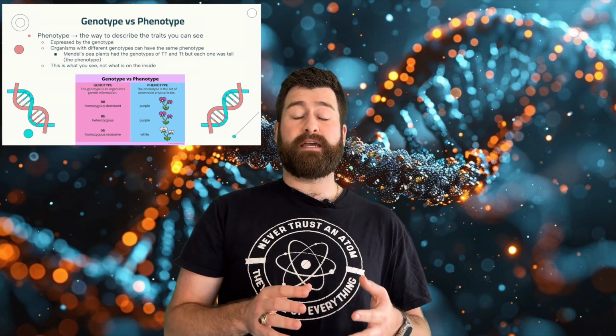Now, that being said, organisms with different genotypes can still have the same phenotype. So your genetics can be different, but they can be physically seen the same way. Mendel's pea plants had the genotypes of capital T, capital T and capital T, lowercase t, but each one was tall. So being tall is the phenotype. A good way to remember what a phenotype is that it is what you see, not what is on the inside. Next up, let's talk about pedigrees.